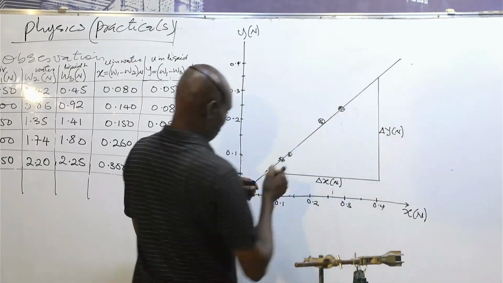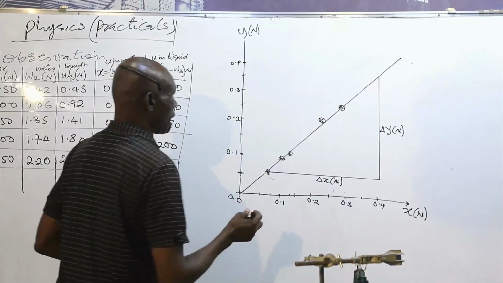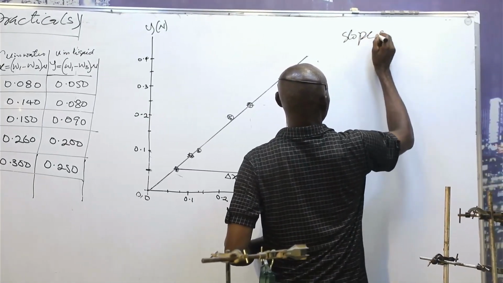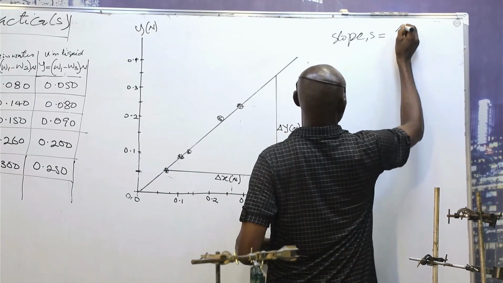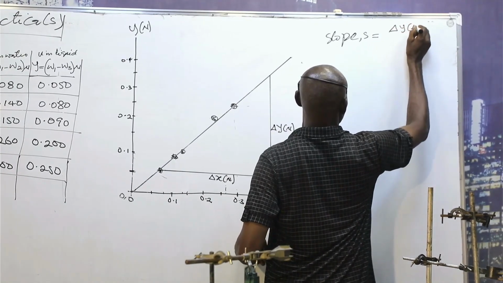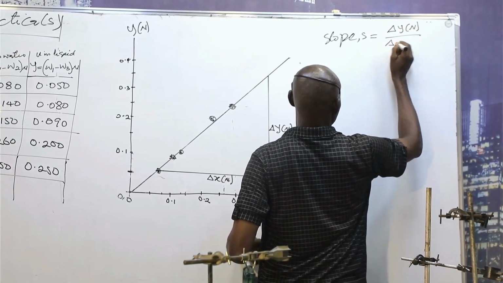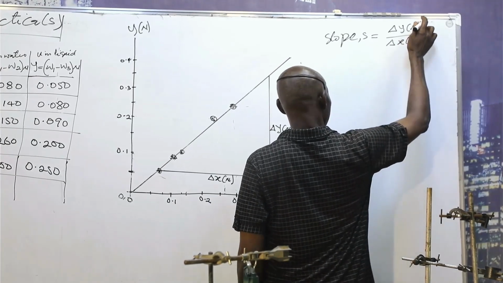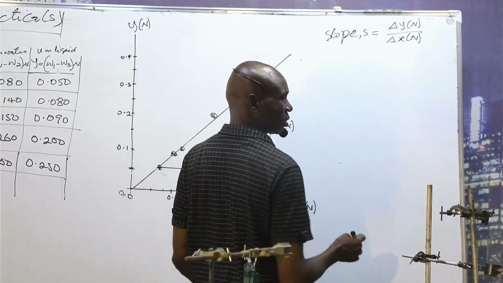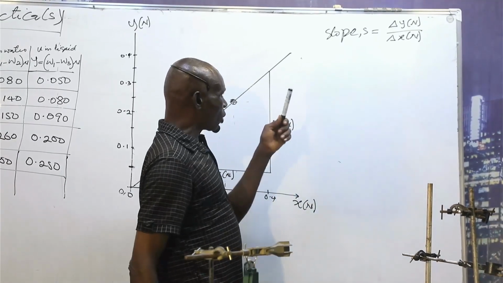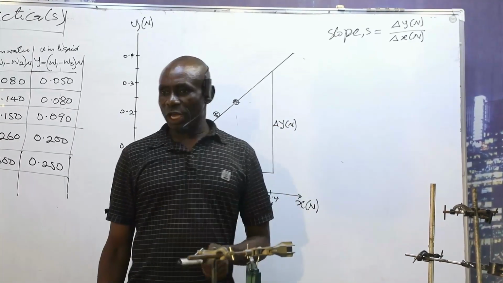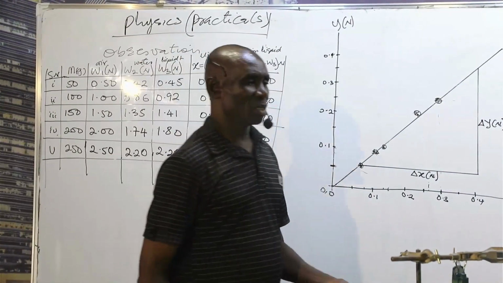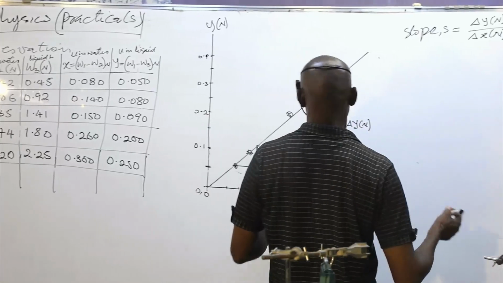I will write down here: slope S equals change in y, which is in Newton, against change in x, which is in Newton. And you know that Newton will cancel Newton at the end, because what the slope will give you will be the information without units. Without units. So you come back here and read.